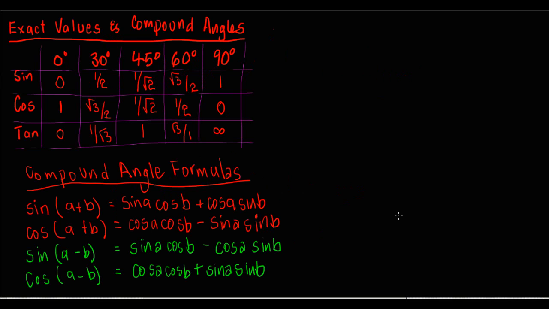In this video we're going to be looking at exact values and compound angles. Now, in a previous video I showed you how you could, using Pythagoras and various other things, find out what we call exact values for these angles 0, 30, 45, 60 and 90 for a right angle triangle. Now you might ask, why these exact values?